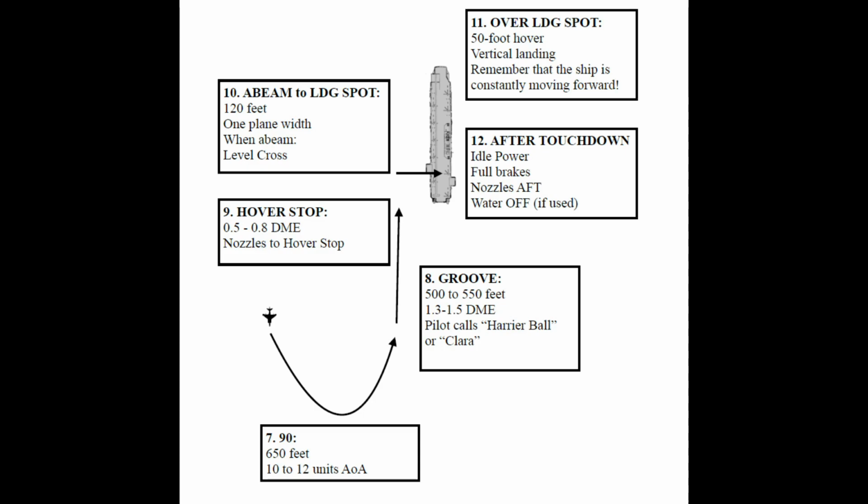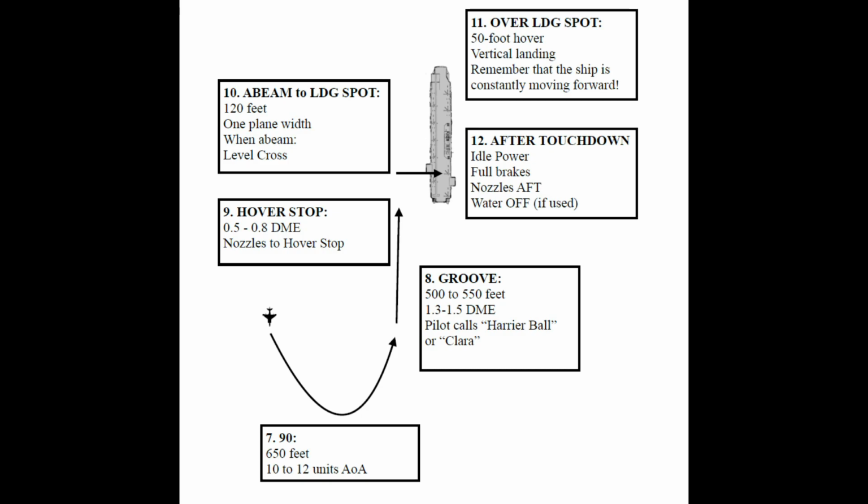In the turn, once we get to the 90, we need to be at 650 feet, pulling 10 to 12 units of angle of attack. Now we get ourselves into the groove, 500 to 550 feet above the sea, 1.3 to 1.5 nautical miles DME, and if you are talking on comms, the pilot calls Harrier ball or Clara. At 0.5 to 0.8 nautical miles DME, bring the nozzles to the hover stop.